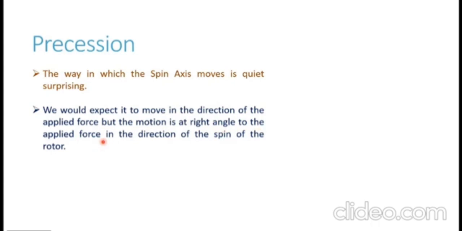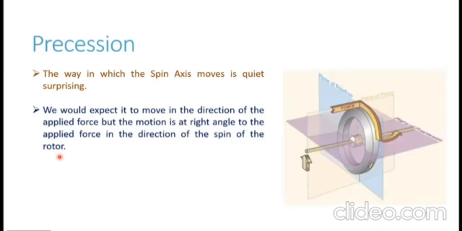Now, if you talk of right angles, then there will be two directions. If you are applying a particular force, there will be two directions at right angles to the applied force. So in which direction will the spin axis move? It will be at right angles to the applied force in the direction of the spin of the rotor. Now, this is a little difficult to understand theoretically. Let's try to understand using a diagram.